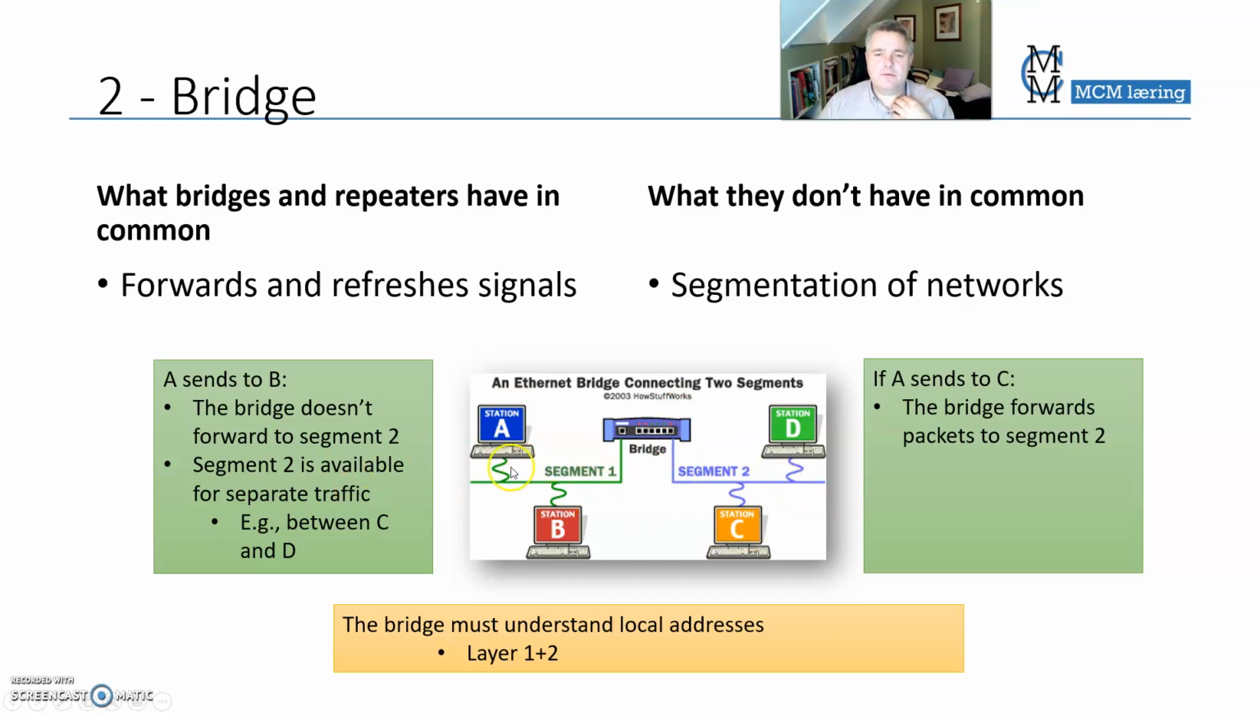In that way, the amount of traffic in a network is reduced, which a repeater will not do. So the bridge has to analyze the local addressing in order to know if it's supposed to send a message across the bridge or not. Therefore it's layer 1 and 2. Layer 1 for physical, because it has the ports and the connectors, so it has to know about the physics of the network, but it also has to know about the local addressing, hence layer 2.